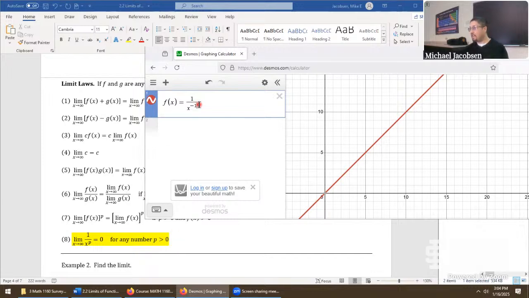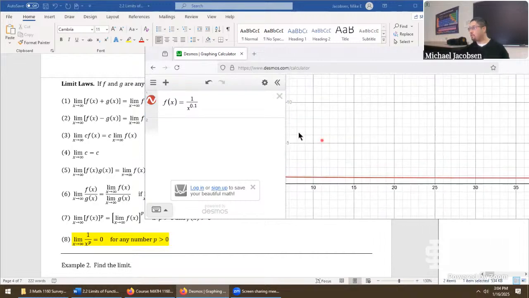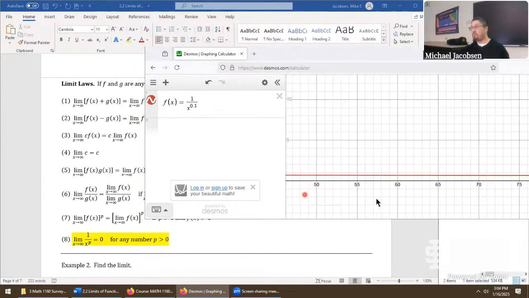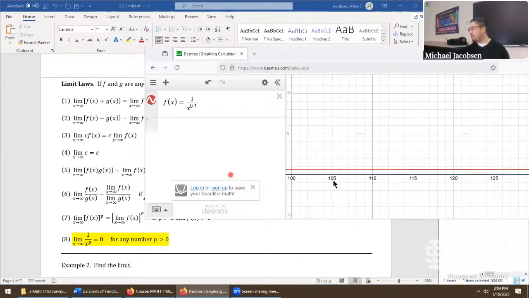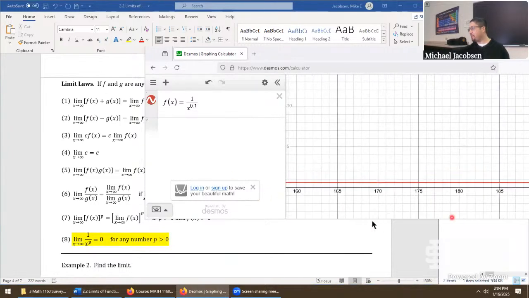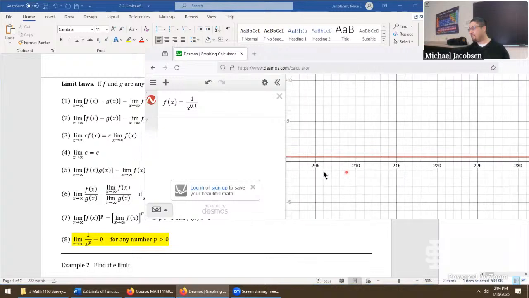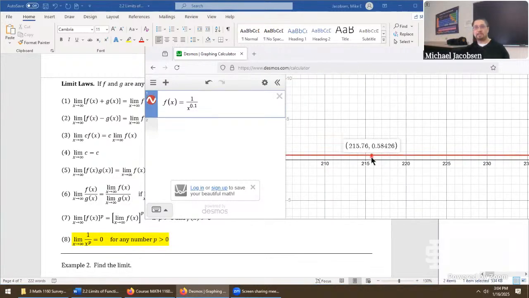So even if it's say 0.1, notice this is getting closer and closer to 0 as you go off to the right, even for a very small value of the power. It just had to be positive. And the further we go to the right, it's going to take a while, the smaller and smaller these values get. I'm now at 0.58 when I'm at 215.